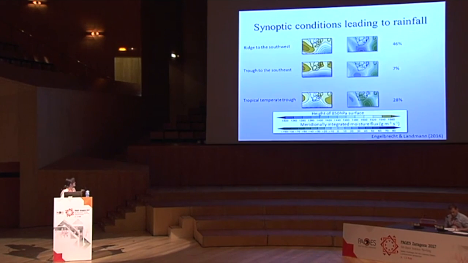So Engelbrecht and Landmann have kind of investigated the synoptic conditions that lead to rainfall in this area, and they came up with, by using self-organizing maps, feeding in the synoptic conditions between 1978 and 2011, with a total of 6 different types of synoptic conditions that cause rainfall.